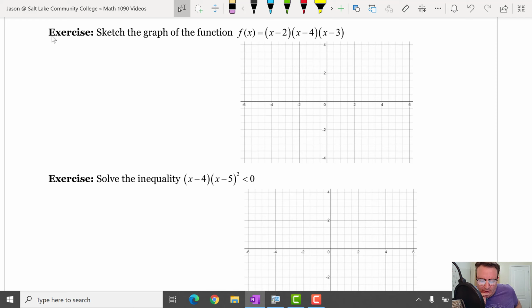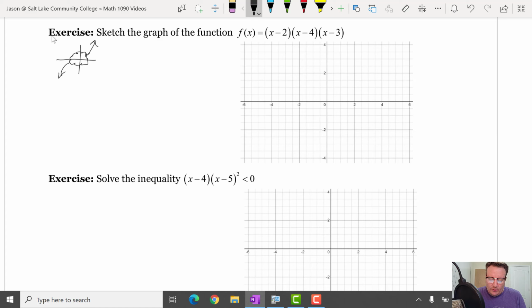Good. Our function is already factored for us. First, though, let's determine the long run behavior. Let's see. We have three binomials all multiplied together. So each one has x to the first power. When we multiply this out, our leading term will just be x cubed. So we'll have some behavior in the middle here, but the long-term behavior will be this kind of behavior.